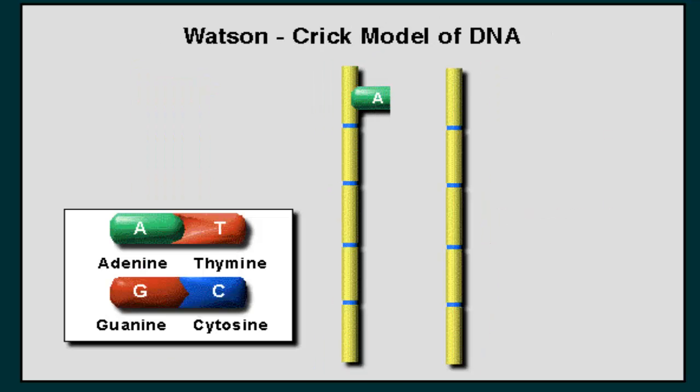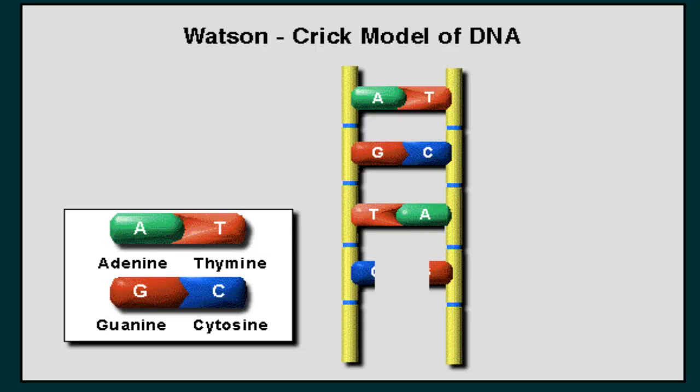Each rung of the ladder is either an adenine paired to thymine or guanine paired to cytosine. Watson and Crick's model explained why one always finds the same amount of A and T and of C and G. The sequence of nucleotides varies greatly in a DNA molecule, but as the diagram illustrates, A always pairs with T and C always pairs with G.